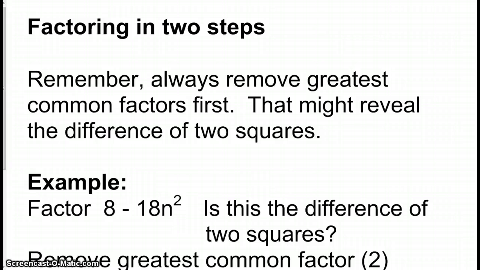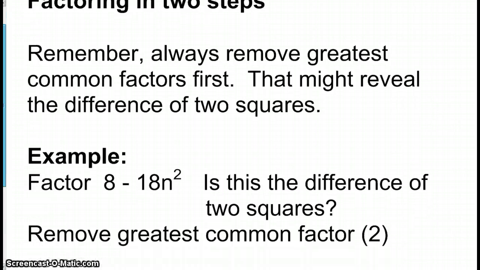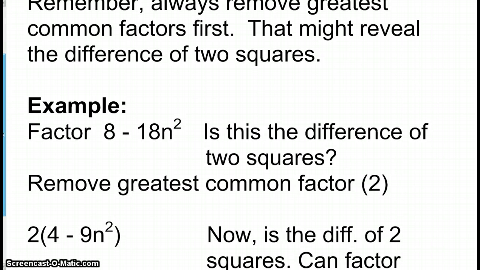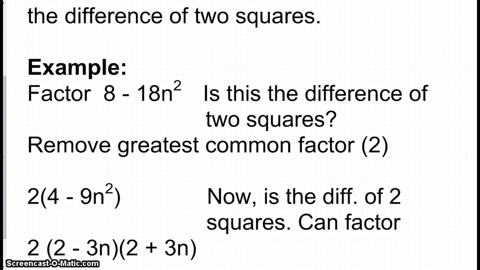Remember, when you're doing this, you have to remove the greatest common factors first. And that might reveal a difference of two squares that you didn't even know was there before. An example here is factoring this problem, which is 8 minus 18n squared. You look at it and see if it's the difference of two squares. It doesn't look obviously that it is right now. But if you remove the greatest common factor of 2, we get 2 times the quantity 4 minus 9n squared. Well, you can see here in the parentheses, you now do have the difference of two squares. 4 is a square and 9n squared is a square.